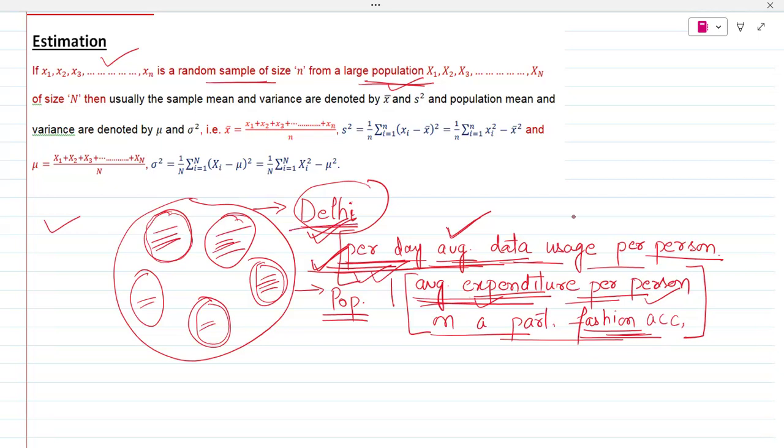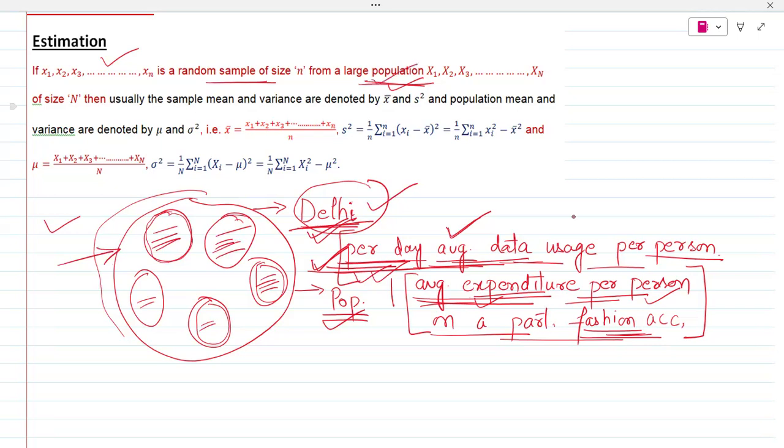So here it can be Delhi, New York, or any big set. What is population? Population is the larger set about which we want to estimate something. It can be Delhi, Kanpur, New York, any larger set of persons or things, and about this larger set we are estimating something.